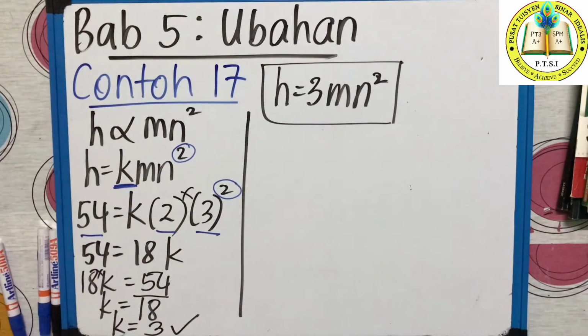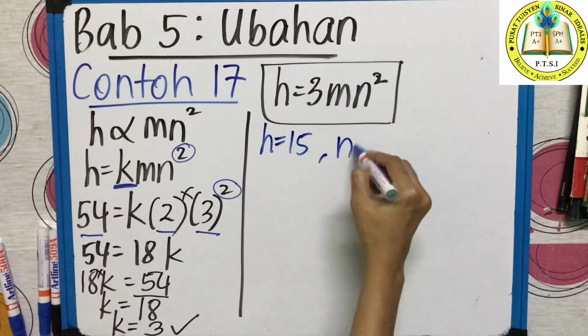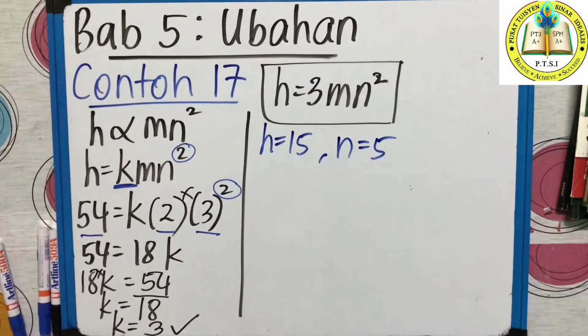Itu sahaja bezanya. Now, the question that they ask, hitung nilai M apabila H 15, N 5. So nilai yang diberi H 15, N 5. Ini baru soalan. The first method, you find the K.